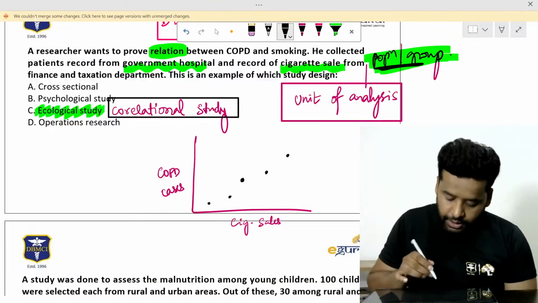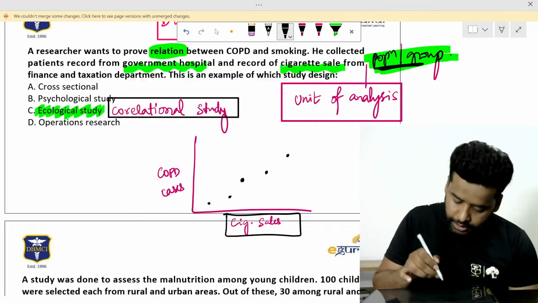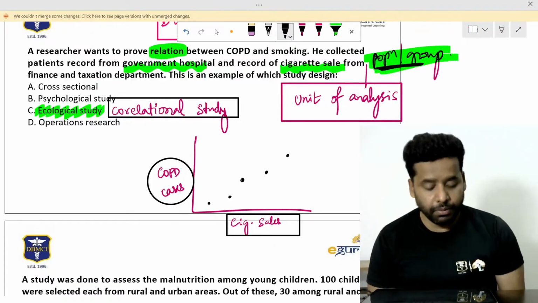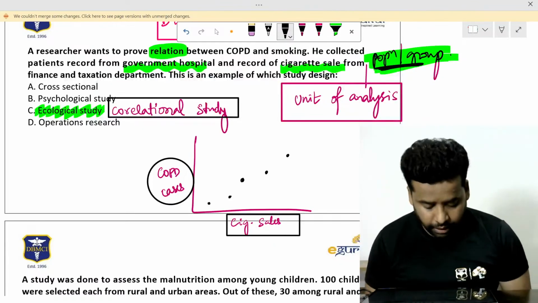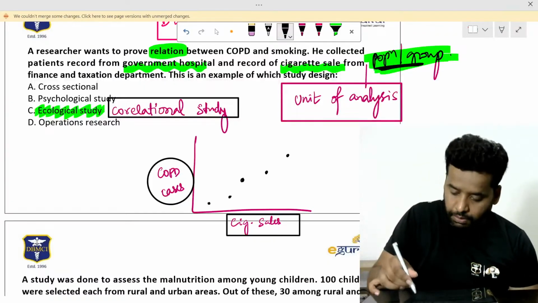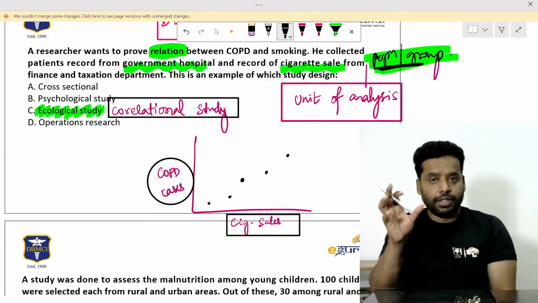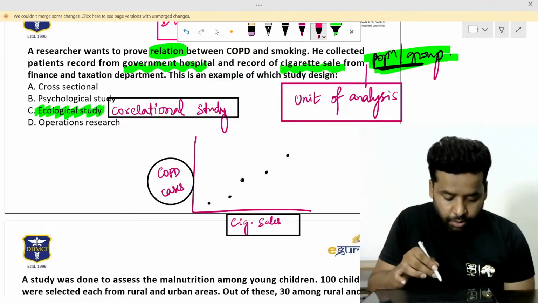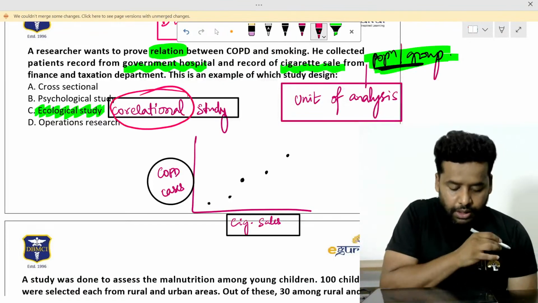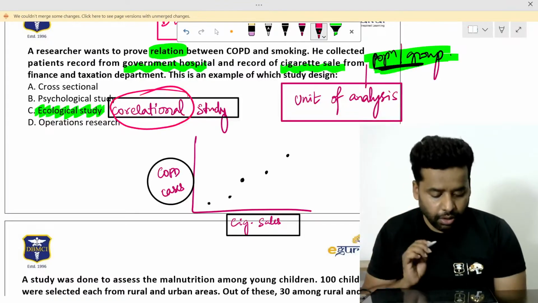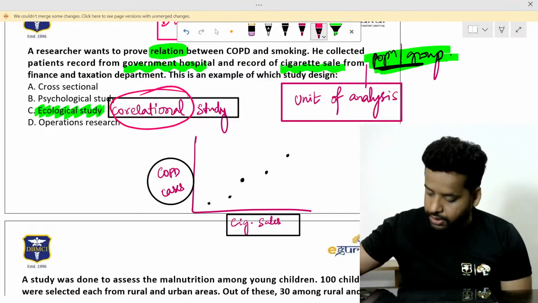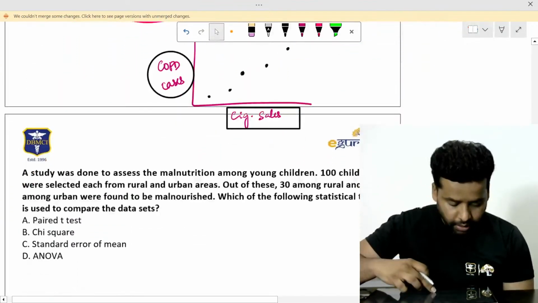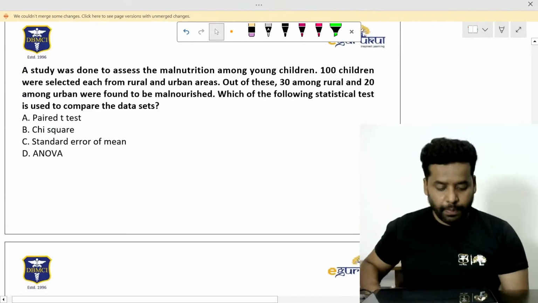So you can see cigarette sales in the city and the number of COPD cases admitted in that city: Pune, Mumbai, Delhi, Bangalore, Kolkata, whatever. If you go city wise, the unit of analysis is population or group. The second thing we're checking is the correlation part. So it is an ecological study. Positive correlation.